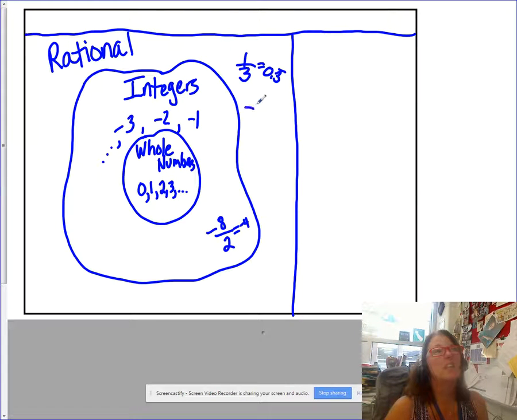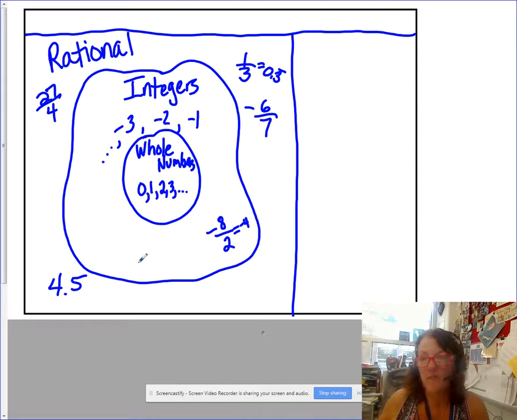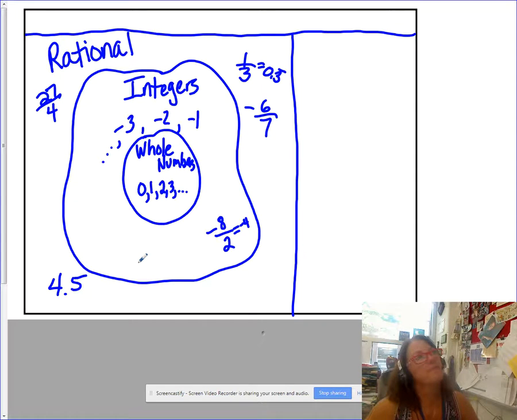Something like -6/7. That's going to be out here. Not an integer. I know you see that negative, but it has fractions. Or that ends up being a repeating decimal, by the way. Let's see what else. You could have improper fractions like 27/4 and 4 5/10. I mean, you could never get done here. We could fill that all up, but you get the idea, right, as to what this includes. All right, so those are all the rational numbers.